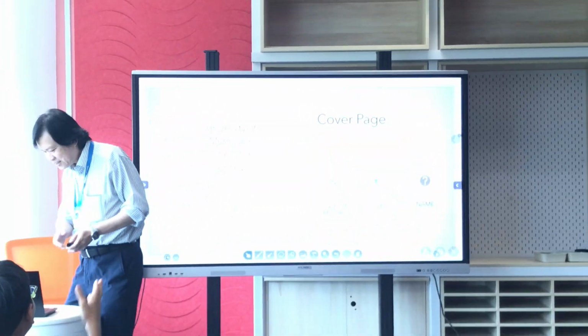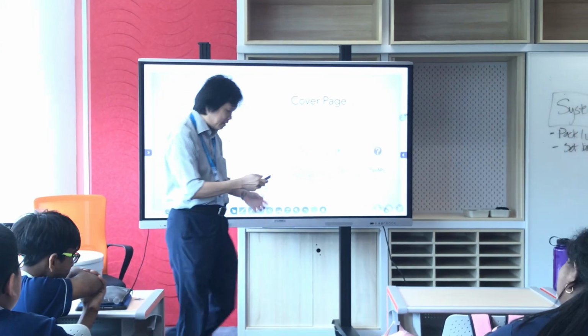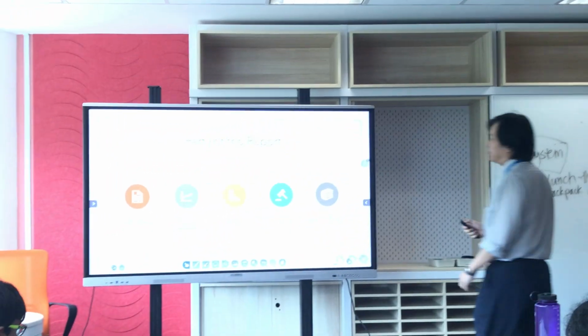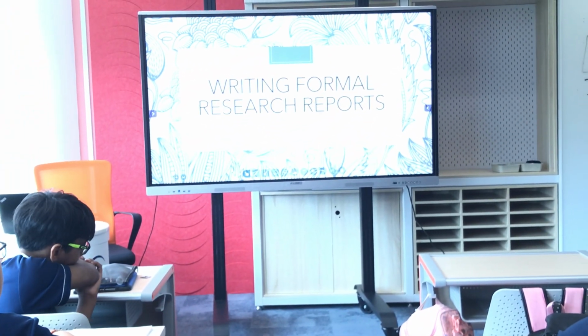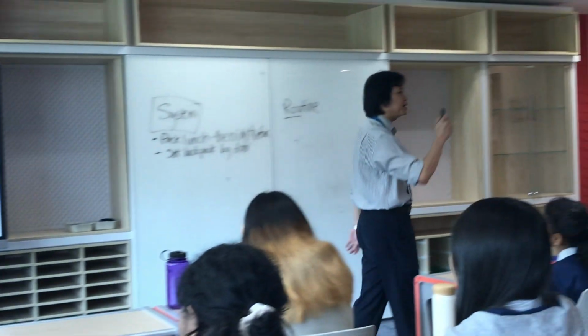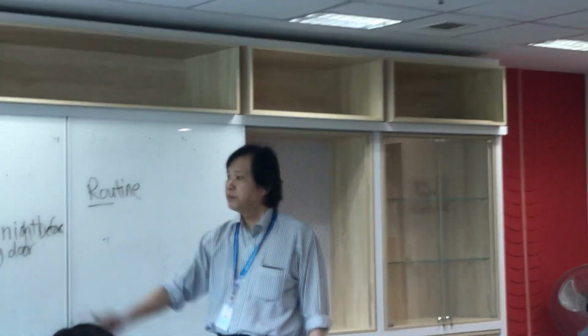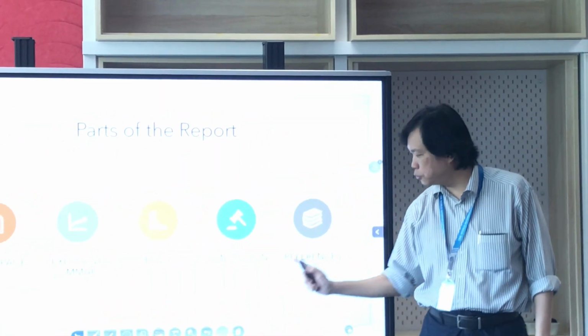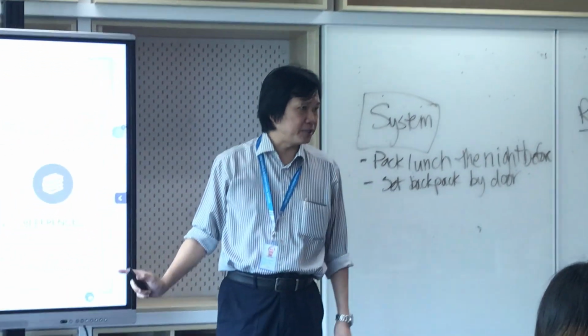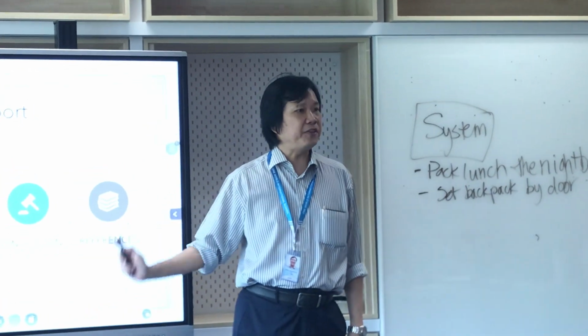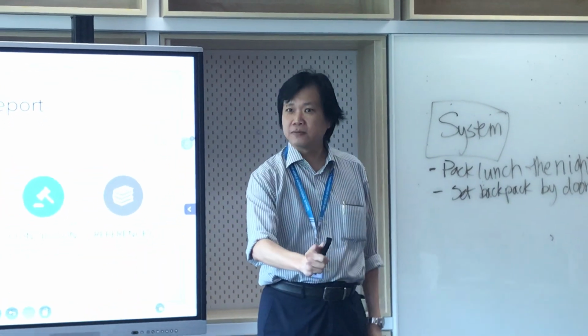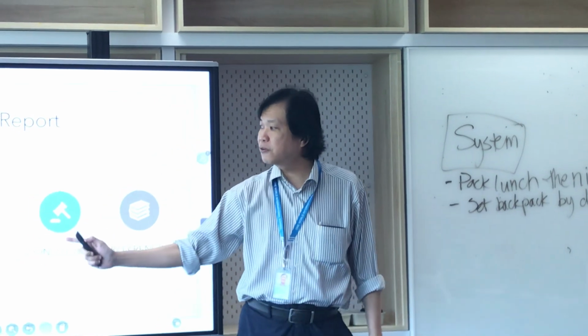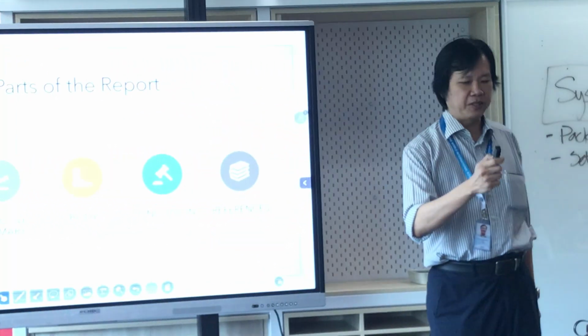Okay. So, writing a research report, these are the parts of the report, very important. The cover page, executive summary, body, conclusion, and your list of references. If you don't have these inside, you will lose marks. So whenever you write a report, all these must be there.